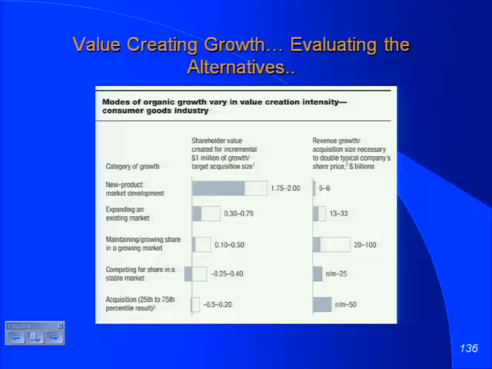Next, expanding an existing market. Every $1 million invested created about $0.3 to $0.75 million in additional value. So think of that like a net present value. Maintaining or growing the market share in a growing market, every $1 million invested creates about 0.1 to 0.5 million. So you're still in positive territory, but you're seeing it's becoming less attractive. Competing for share in a stable market.